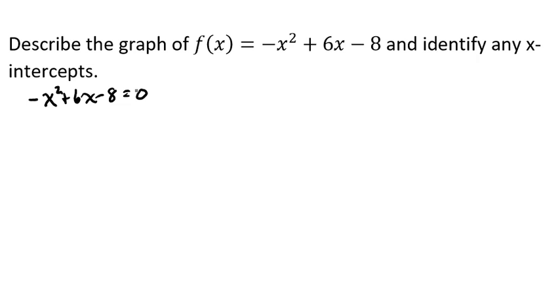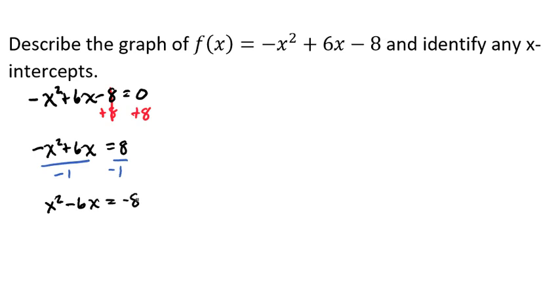And we're going to go ahead by starting by adding our 8 to the other side. So now we have negative x squared plus 6x equals 8. And then we're going to divide both sides by negative 1. And we're going to do that so we get rid of that negative in the front. So we have x squared minus 6x equals negative 8.